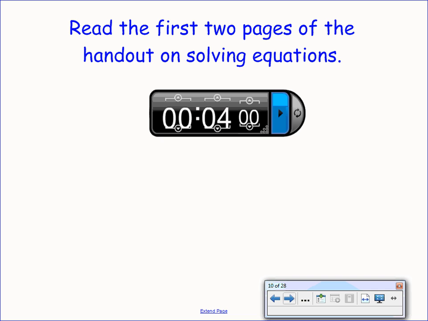You're going to get 4 minutes to do this, and when you get to the end, I want you to go ahead and stop, because then we're going to talk about the arrows together. So once again, you're going to take 4 minutes, read the first 2 pages, that's front to back, then stop at the end, and we'll come together.